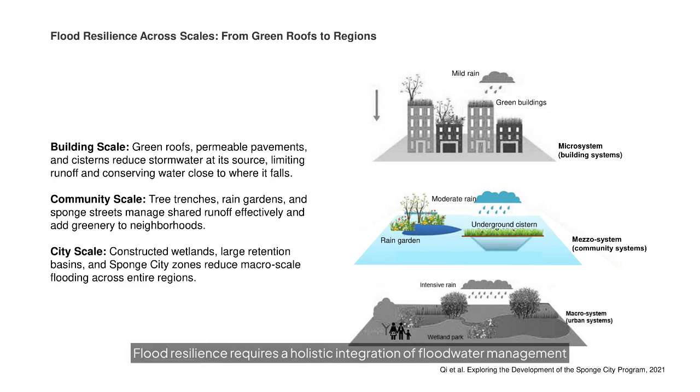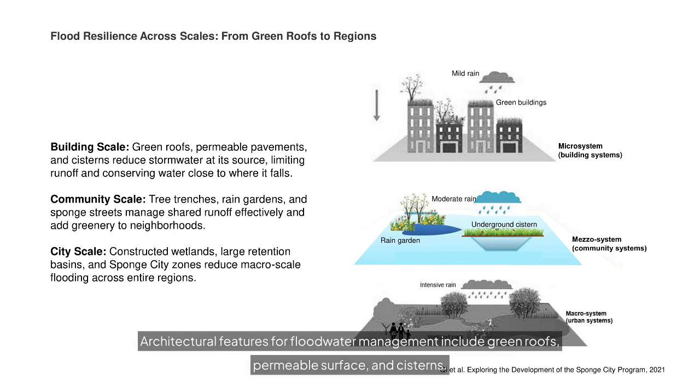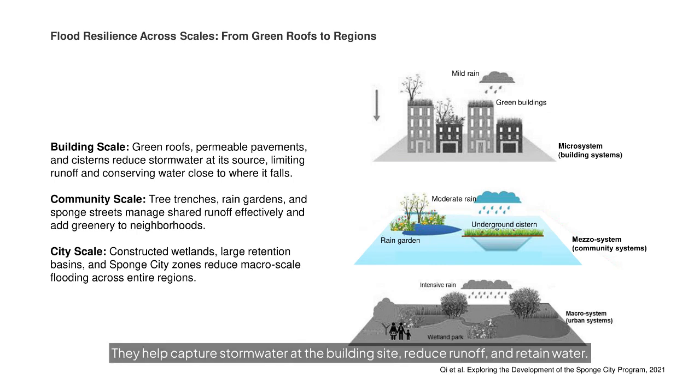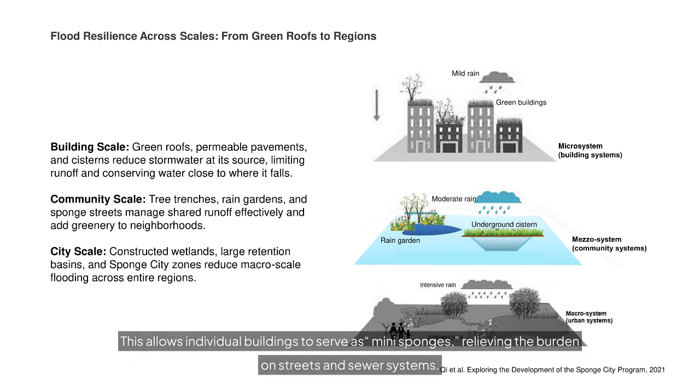Flood resilience requires a holistic integration of floodwater management that links the building and site levels, the community, and the city levels. Architectural features for floodwater management include green roofs, permeable surfaces, and cisterns. They help capture stormwater at the building site, reduce runoff, and retain water. This allows individual buildings to serve as mini sponges, relieving the burden on streets and sewer systems.